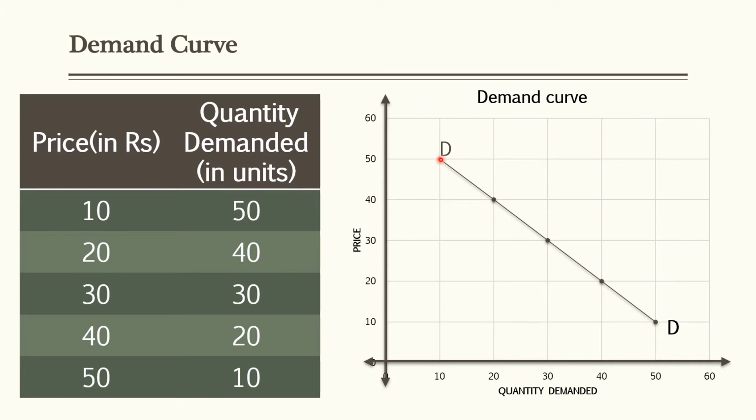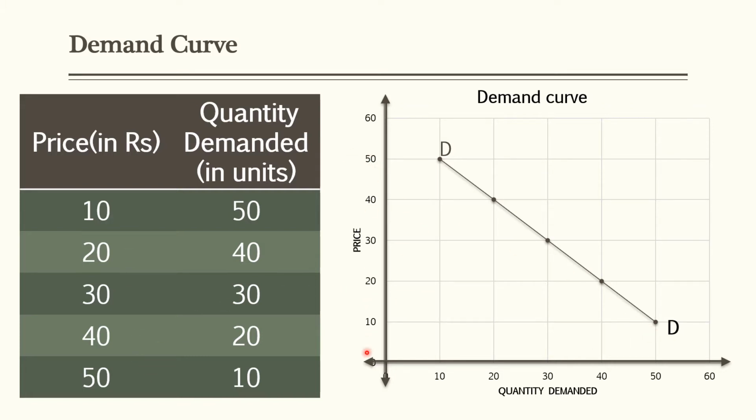At price rupees 50, 10 units are demanded. At price rupees 40, 20 units are demanded. At price rupees 30, 30 units are demanded. At price rupees 20, 40 units are demanded. And at price rupees 10, 50 units are demanded. The plotted points are joined, and what we get as a result is the demand curve DD. What is true in the schedule is also true in the diagram.